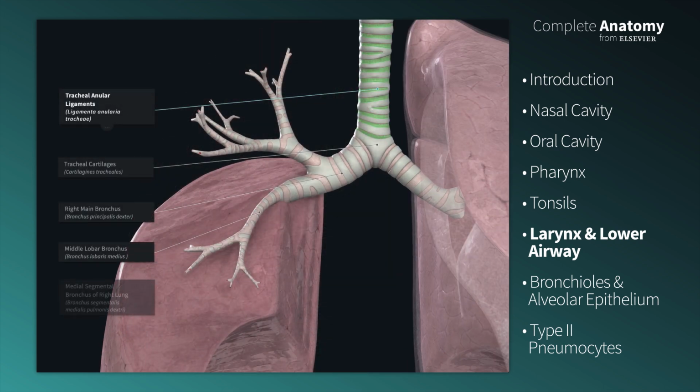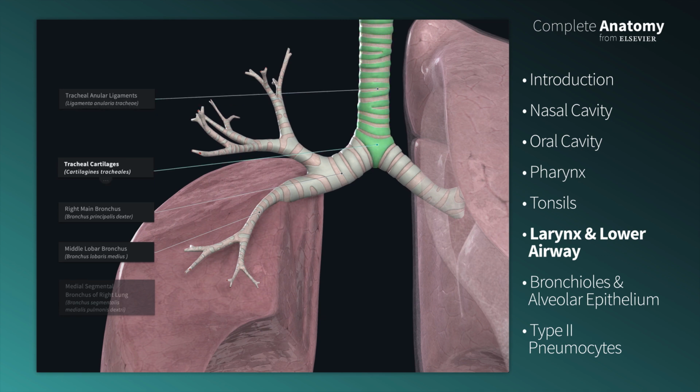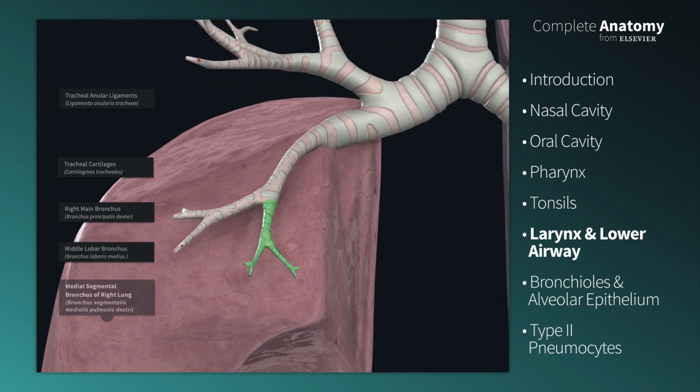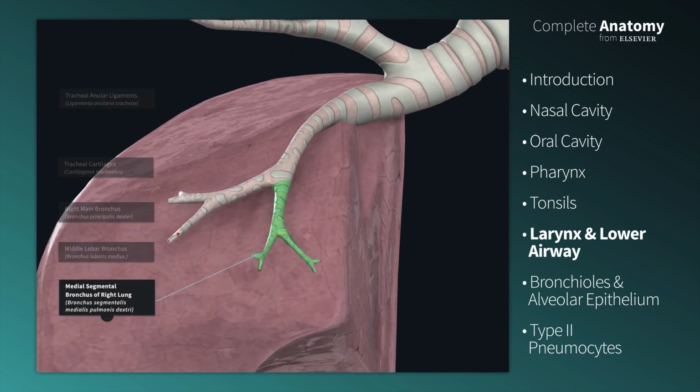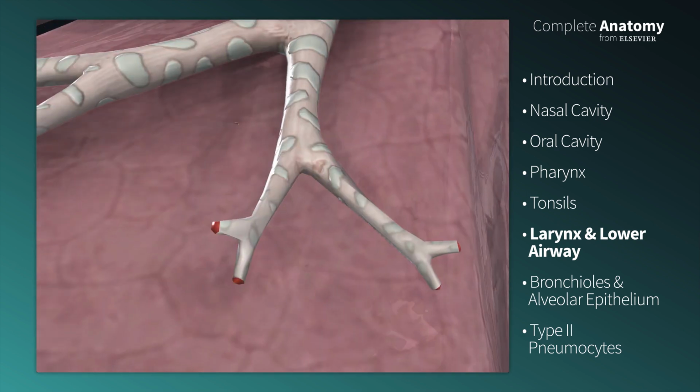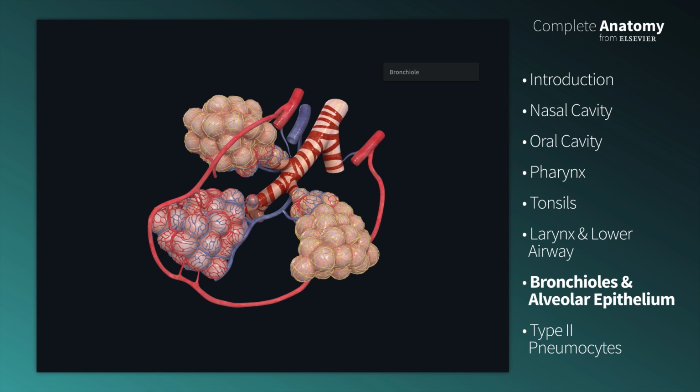Here we see the trachea, its cartilages, the right mainstem bronchus, a middle lobar bronchus or secondary bronchus, and finally the segmental bronchi or tertiary bronchi. Now we will move from the tertiary bronchi into the bronchioles. Air moving from the tertiary bronchi into the alveolar sacs passes through the bronchioles.